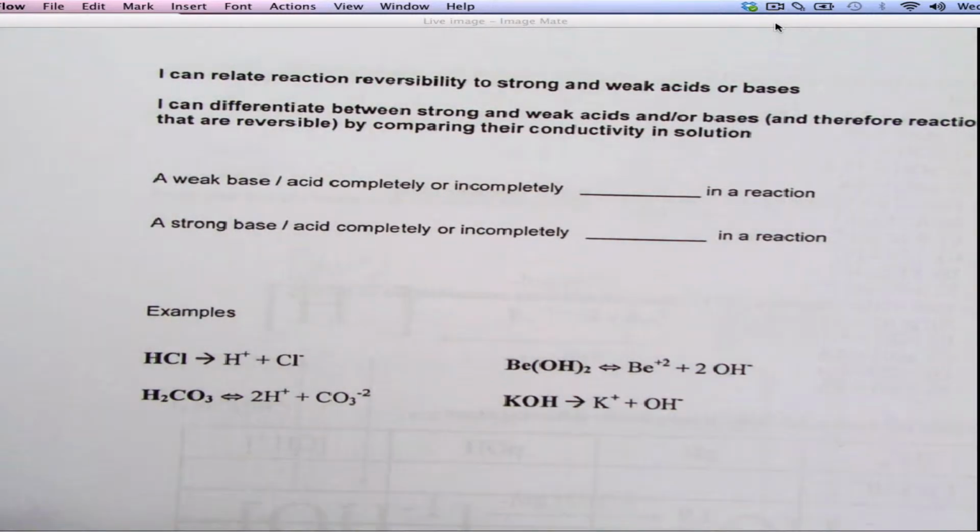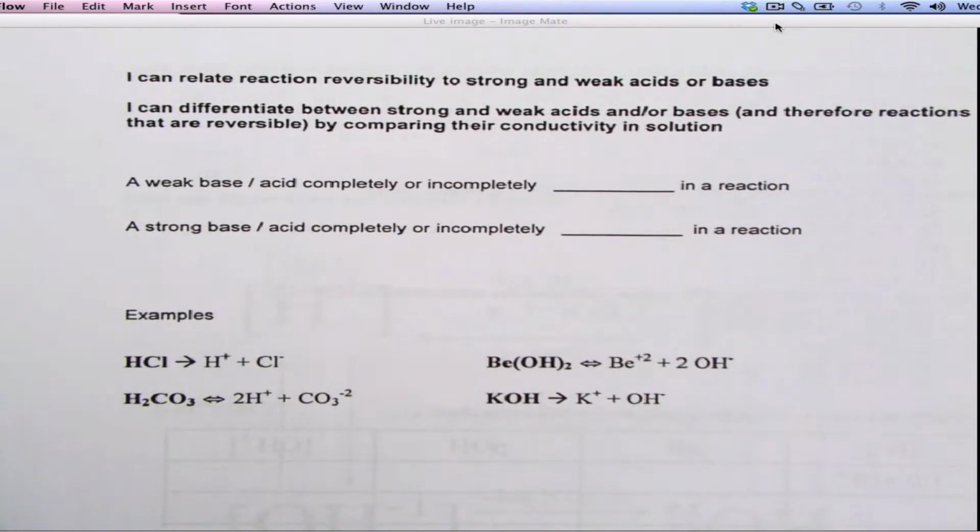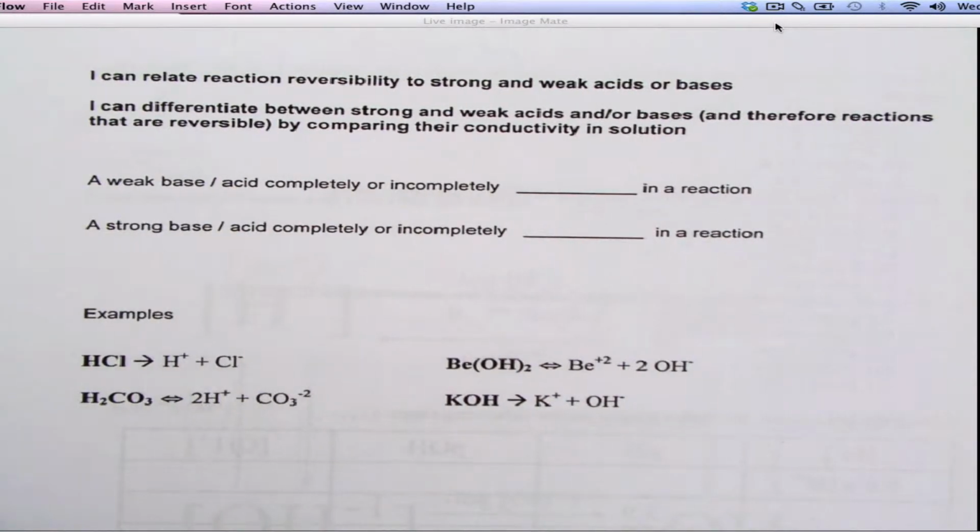Okay, last video for acids and bases. All about telling me if it's a strong or weak acid, and telling me how well it can conduct electricity. So when you have an acid or base, what happens when you pour it in water? It breaks apart. It dissociates.